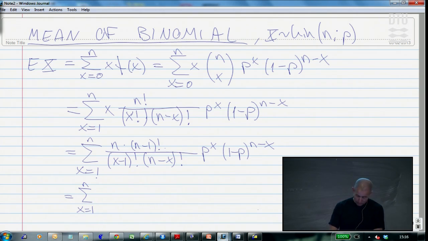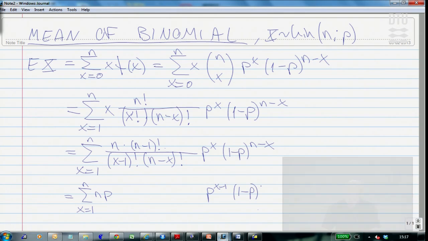The next step would then be, still x equal 1 up to n, I'm going to use the n minus 1 and x minus 1, so I'd like to write np, since I take the n from up here, and I take one of the p's from here, such that I have p to x minus 1 left, 1 minus p to n minus x, and then I have n minus 1 faculty, x minus 1 faculty, and n minus x faculty.